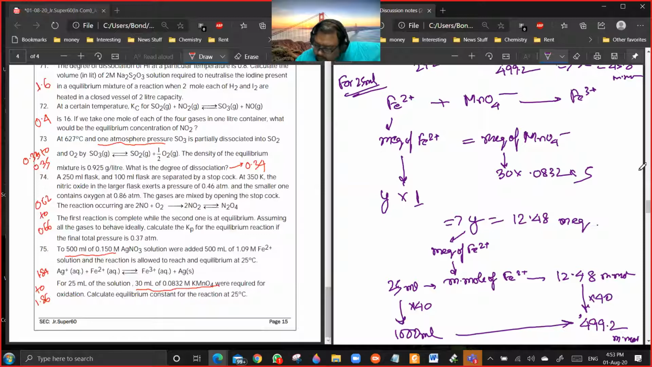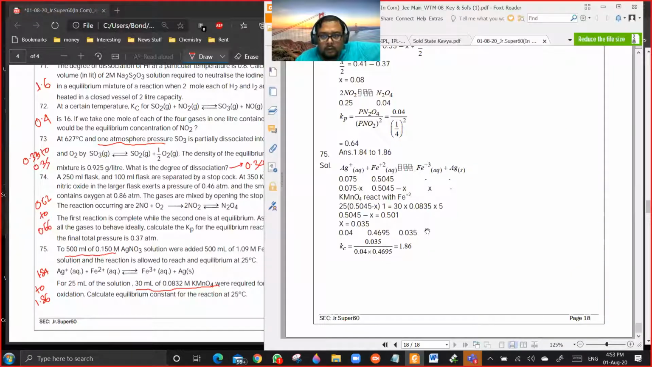Okay, 0.0832 into 30. I think they have taken some different value. You see, they have taken 0.0835, and we have taken 0.0832, while it is given as 0.0832. Are you getting my point? Yes or no? So that is why the difference is coming.